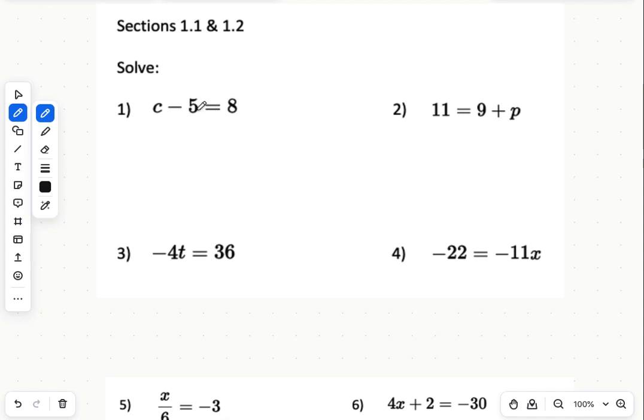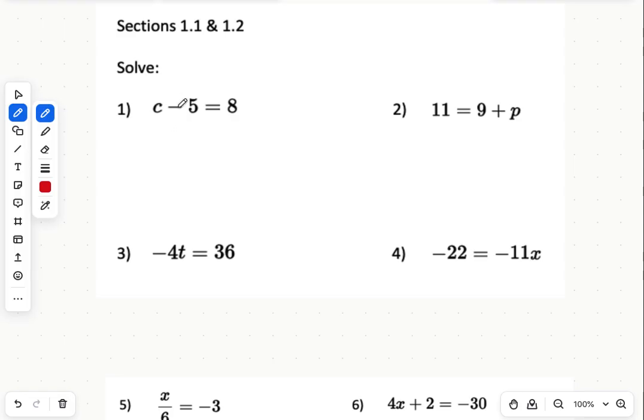So we have c minus 5 equals 8. And so you can probably just look at that and go, that's 13. Yes, that's totally true. But we need a little bit more of a way to solve these when the numbers get harder. So we'll do out some steps here.